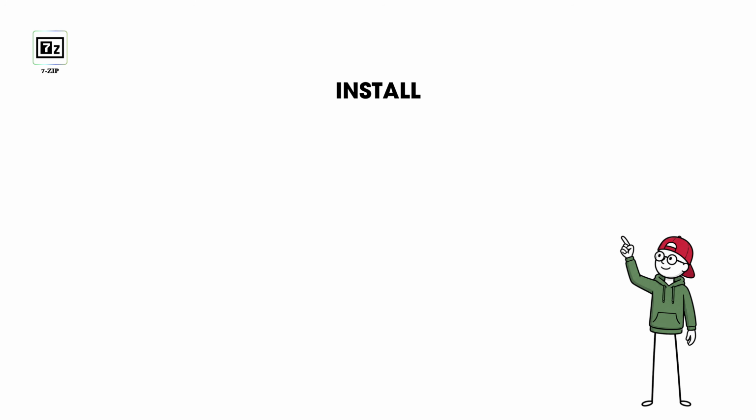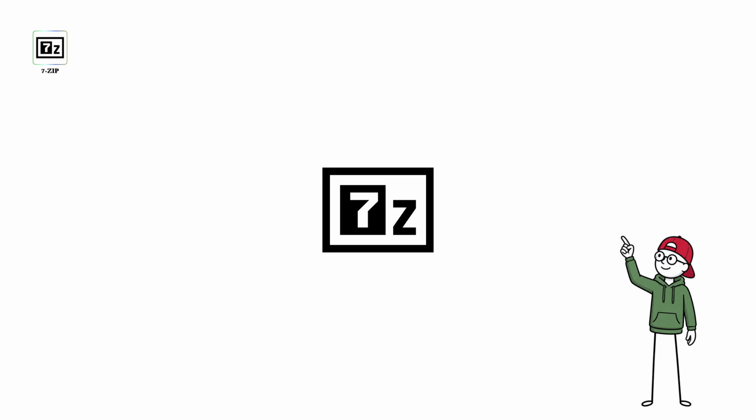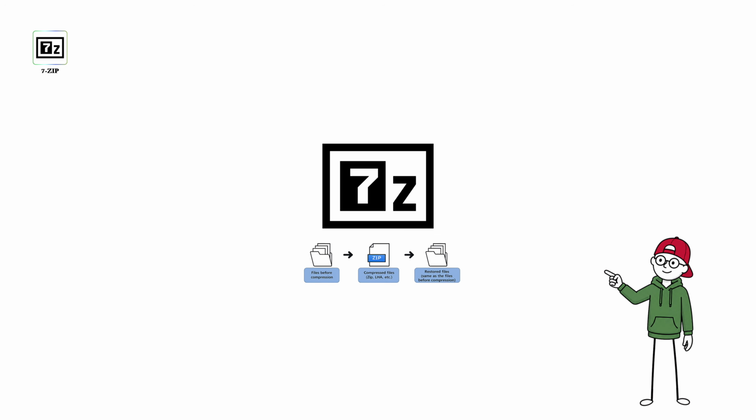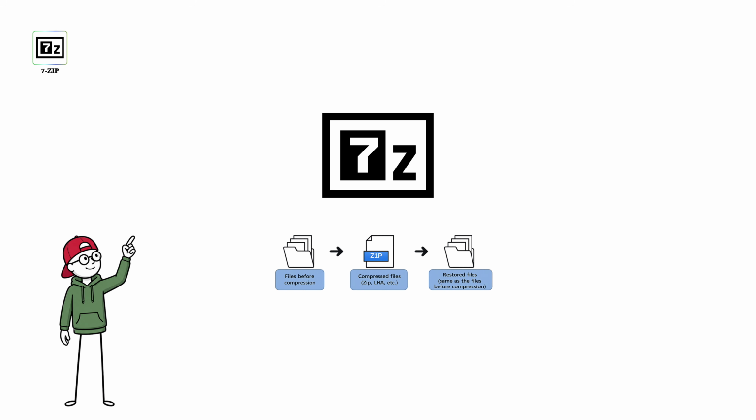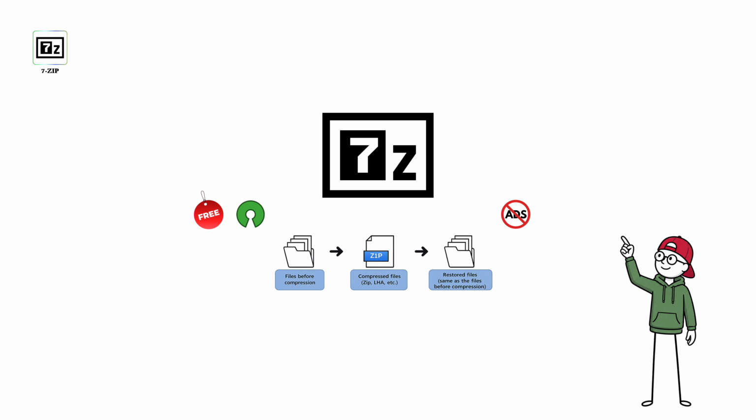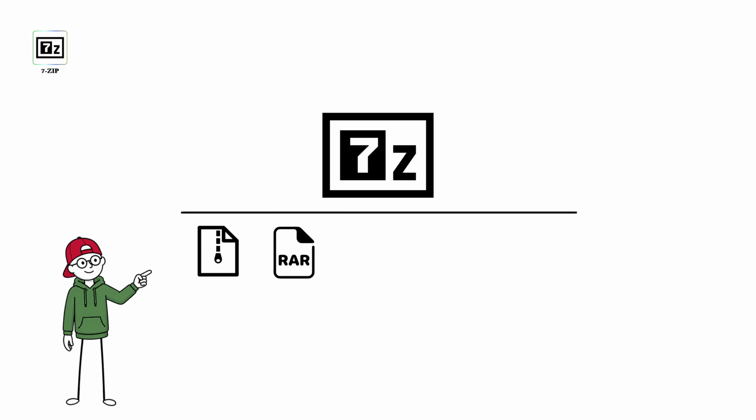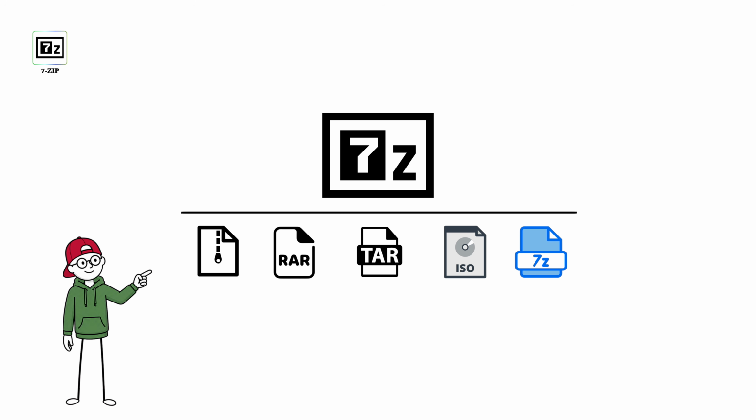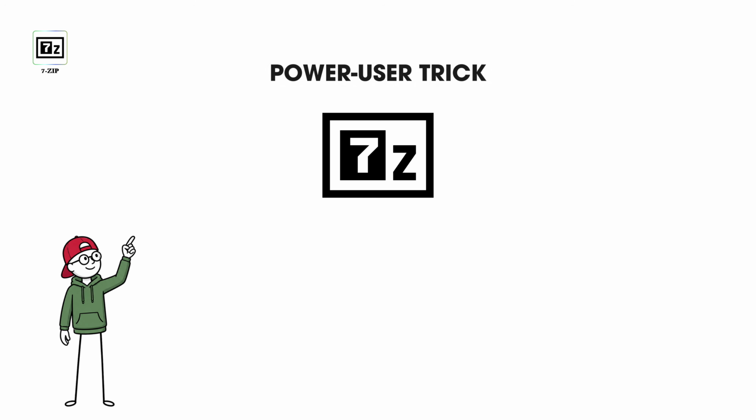And just install 7-Zip. 7-Zip is the actual gold standard for file extraction. It is entirely free, open source, and has absolutely zero ads or pop-ups. It opens standard zip files, RARs, tars, ISO disk images, and its own proprietary 7Z format. Here is the power user trick for this one.